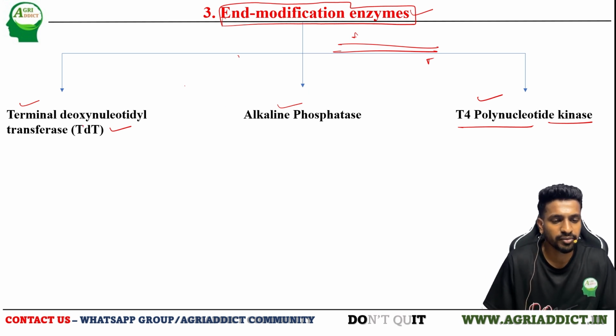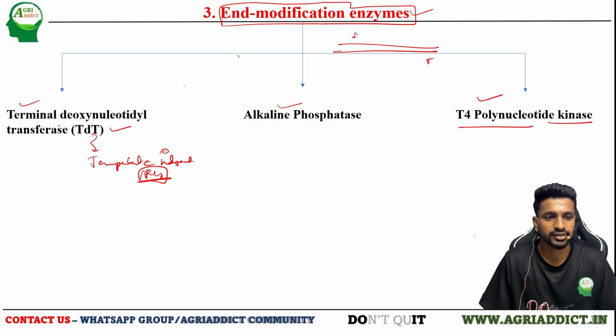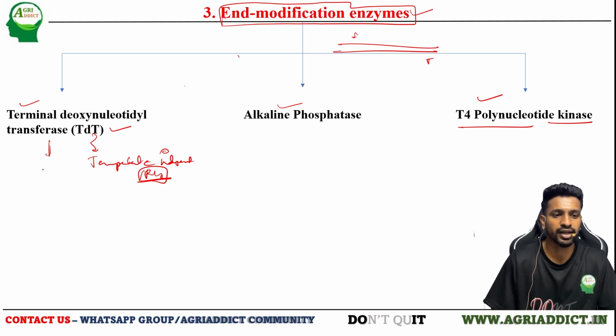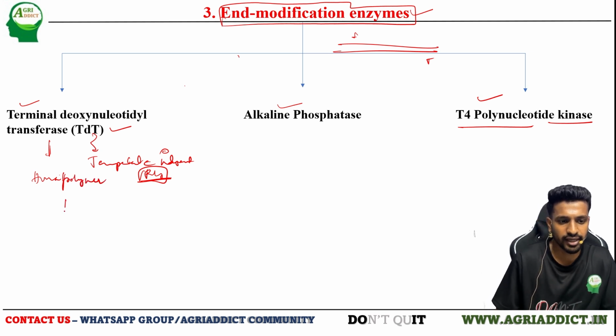First one, the terminal deoxynucleotidyl transferase. If you remember from the previous slides, I told you this is the example for a template independent polymerase. It doesn't require a template for the synthesis of a nucleotide sequence. So this is terminal deoxynucleotidyl transferase. What it will do is add homopolymers. It is involved in homopolymer tailing.